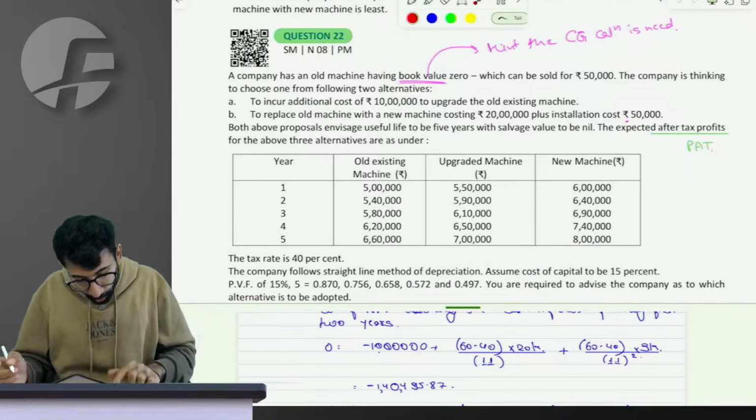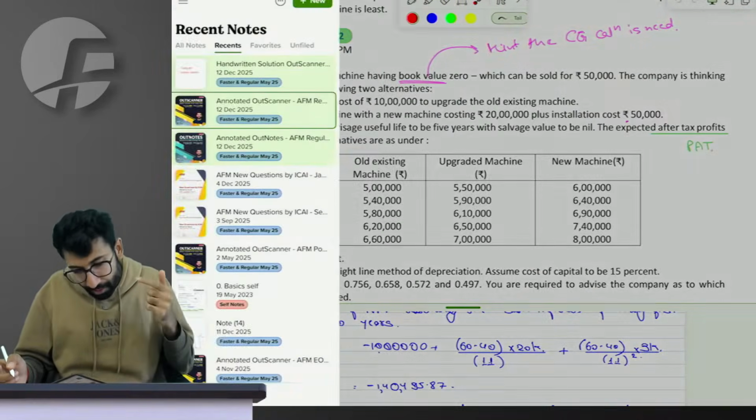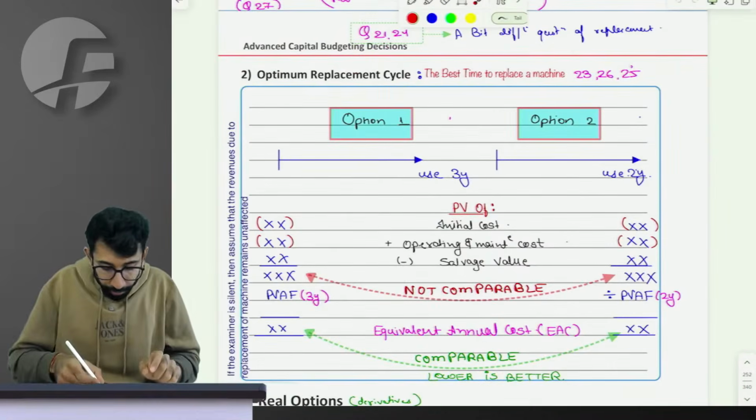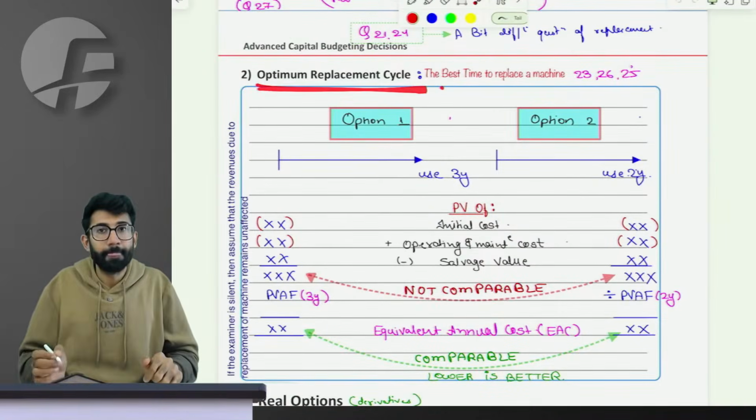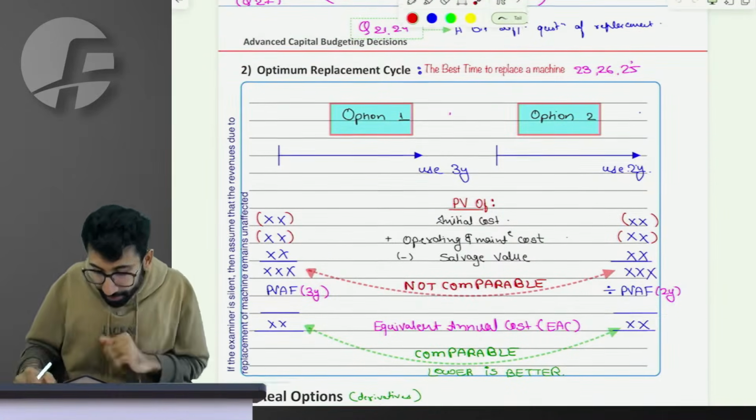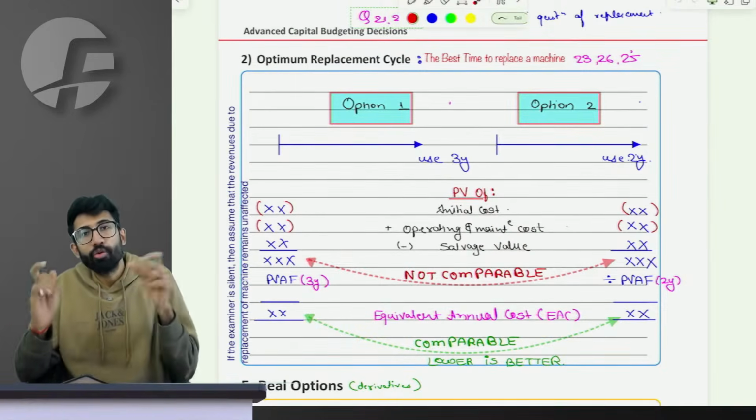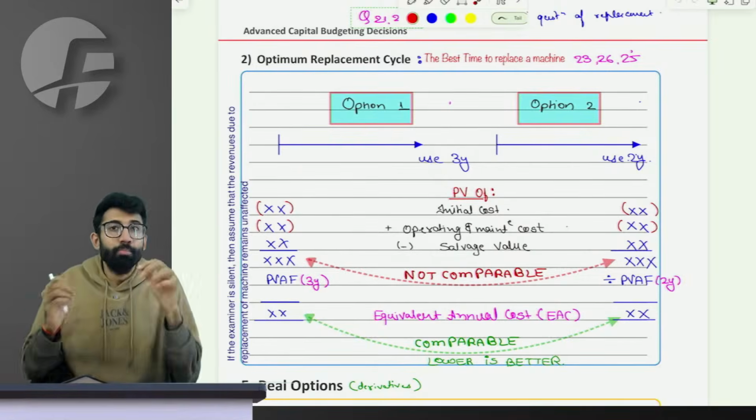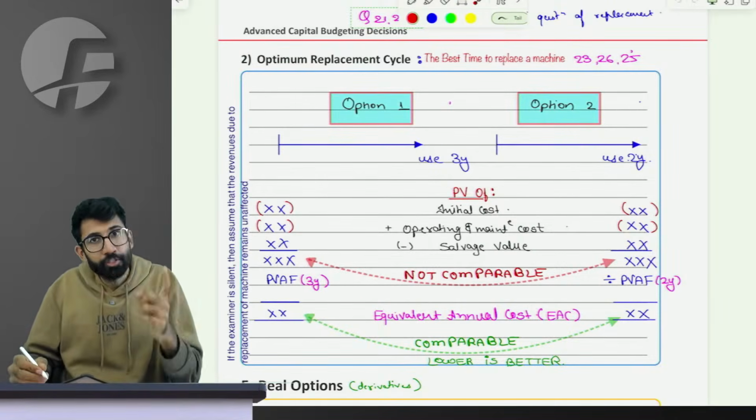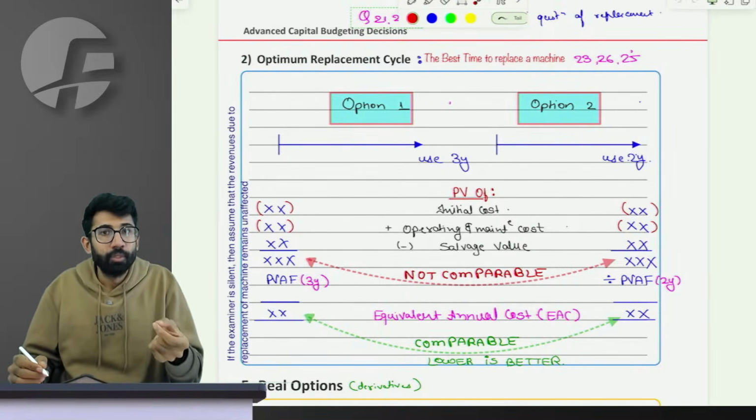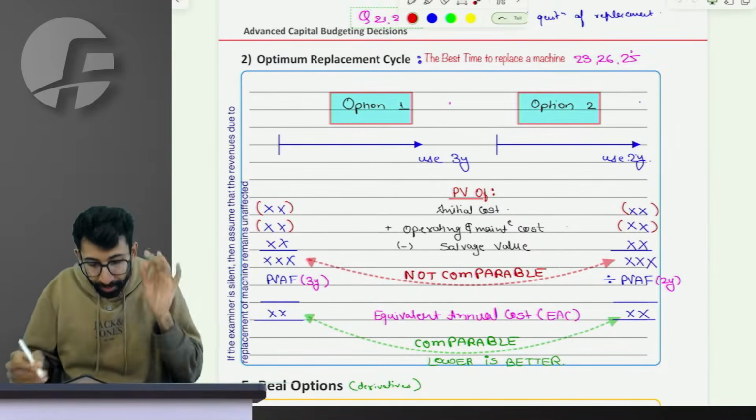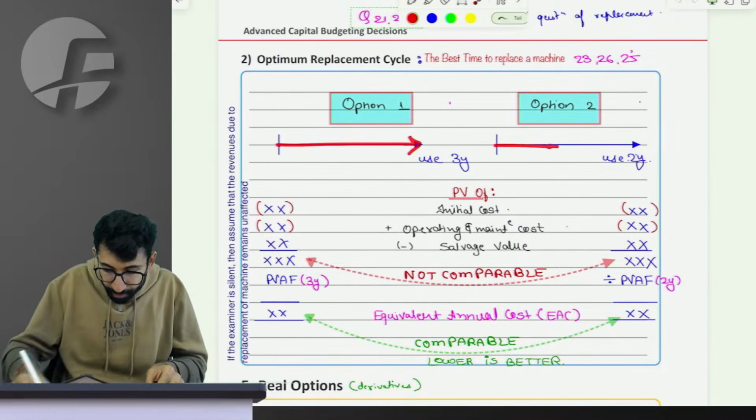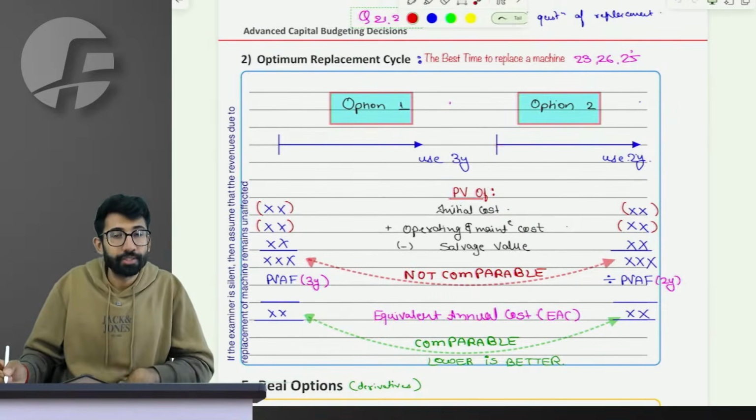Boss, I'm now taking you to the next concept. The next concept is again extremely easy, which is optimal replacement cycle. Let me give an example. Suppose you can buy one of 2 assets, asset 1, asset 2. Both of these assets will generate the same revenue. The only difference they have is one has a life of 3 years, another has a life of 2 years.